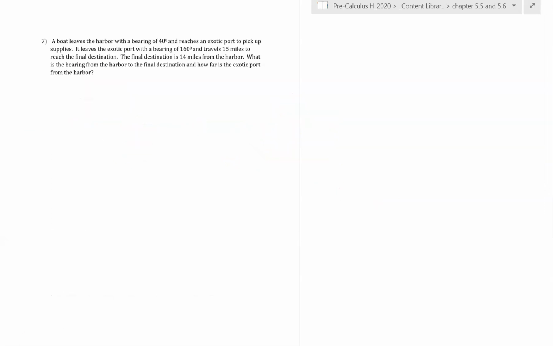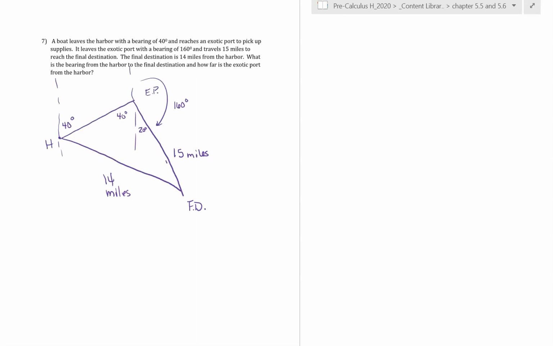Okay, the next thing we're going to do is try and draw a picture to describe the situation. So go ahead and pause the video and use what we've learned about bearing to draw the picture. You traveled at a bearing of 40 degrees to reach the exotic port. Then you had a bearing of 106 degrees. Due south would have been 180, so that's how I know that this angle is 20. Alternate interior angles are congruent, so I know that this angle is 40.